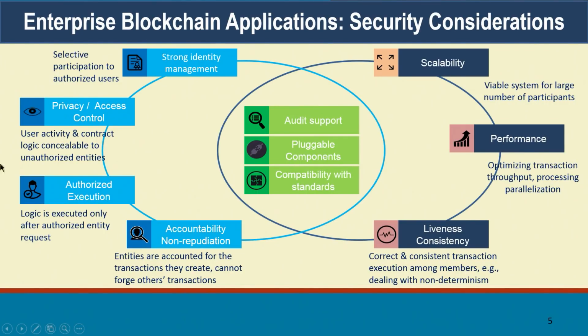And we want all of these properties together with support for auditability. So we should be able to have regulators or auditors come in and see everything in the network, or whatever selective portions you want to reveal to them.